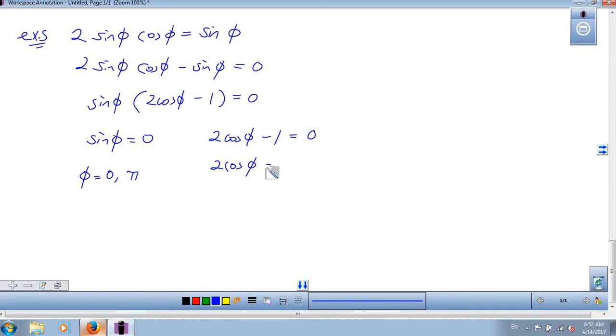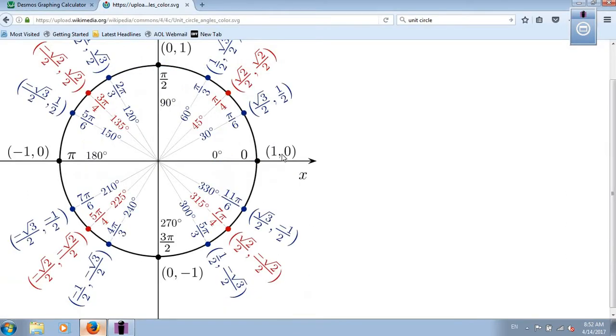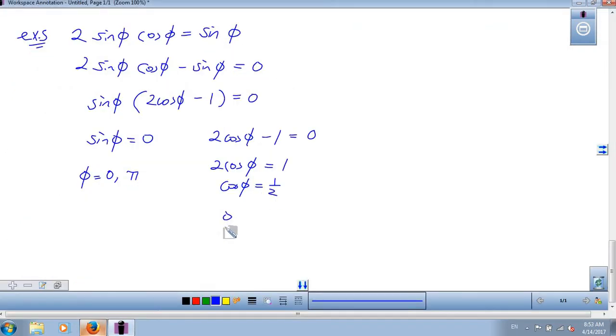So 2 cosine phi equal to 1, cosine phi equal to 1/2. So when does cosine equal 1/2? I think we just did that a little bit earlier: pi over 3 and 5 pi over 3 in quadrant 4, because in quadrant 2 and quadrant 3, cosine would be negative. So phi would be equal to pi over 3 and 5 pi over 3. Therefore we have 4 answers within 0 to 2 pi.